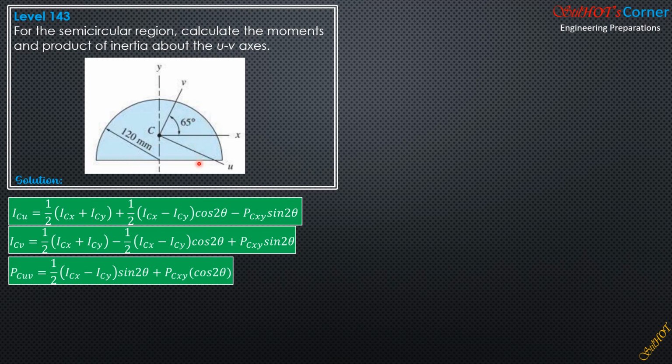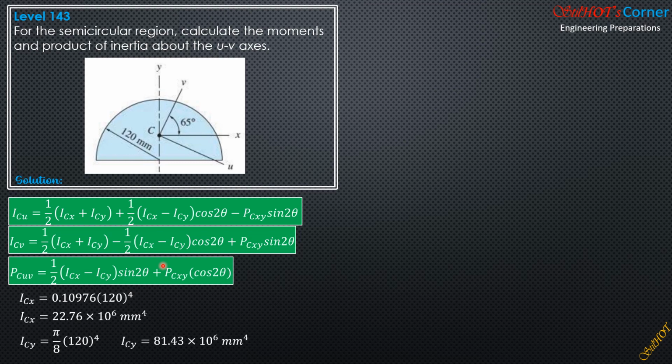For the semicircular section, the moment of inertia with respect to the centroidal x axis is 0.10976 radius to the fourth. So I sub Cx is 0.10976 times 120 to the fourth, and that is equal to 22.76 times 10 to the 6 millimeters to the fourth. I sub Cy, on the other hand, is like 2 quarter circles, so it is pi over 8 times radius to the fourth, 120 to the fourth, and that is equal to 81.43 times 10 to the 6 millimeters to the fourth. While the product of inertia of the semicircular area with respect to the centroid is 0 because it has an axis of symmetry.